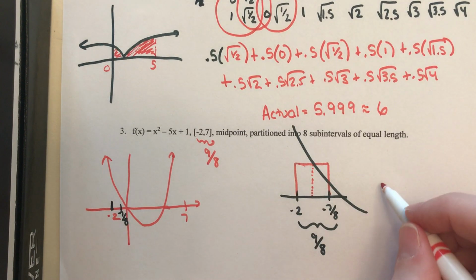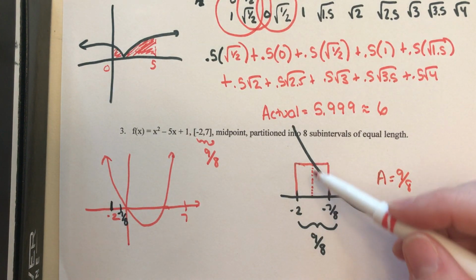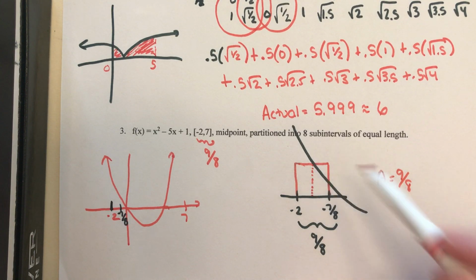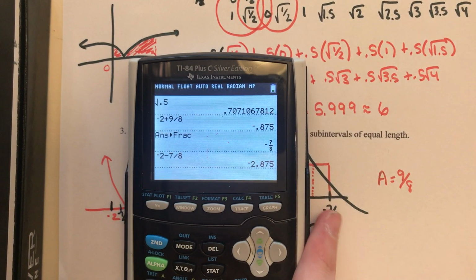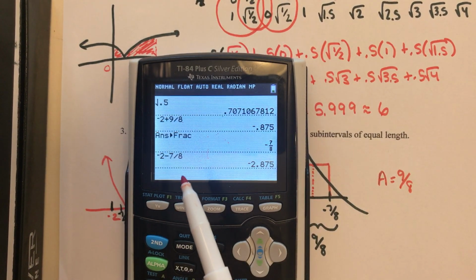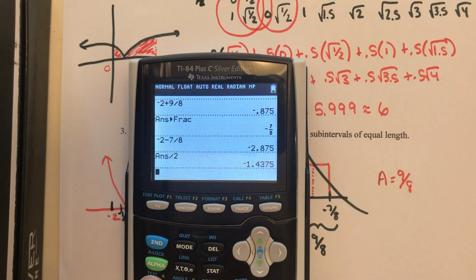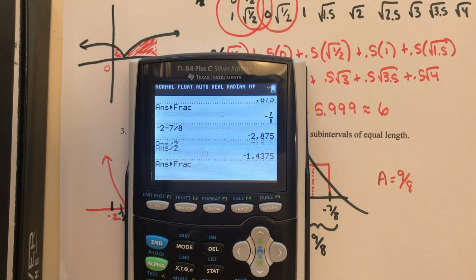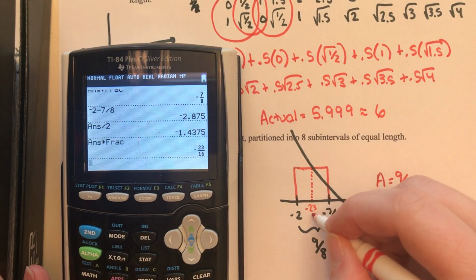So my base is 9/8. Now my height, I've got to find the height at the midpoint. So first I need to find the middle between -2 and -7/8. So all I would do is just add those up. Right, so on my calculator, I added those up, -2 and -7/8. I'm going to divide that by 2, and I can change it to a fraction, math enter, enter. So the midpoint is -23/16.